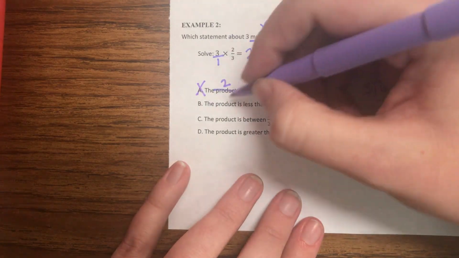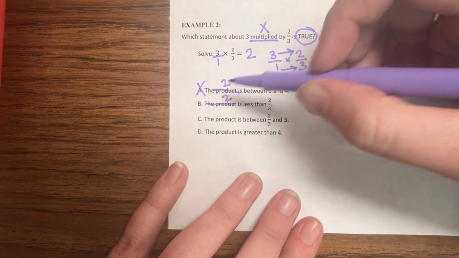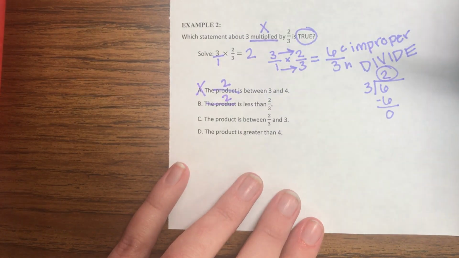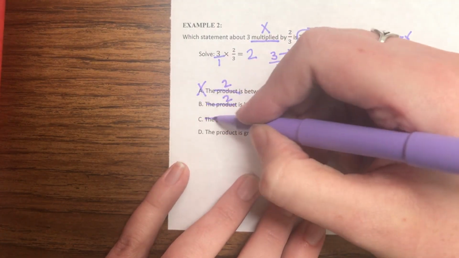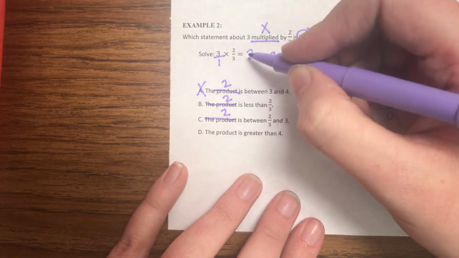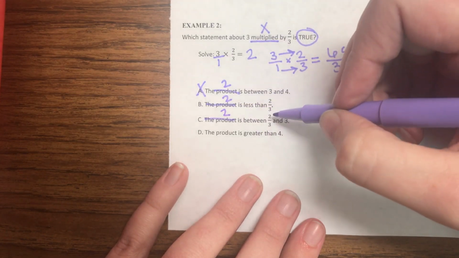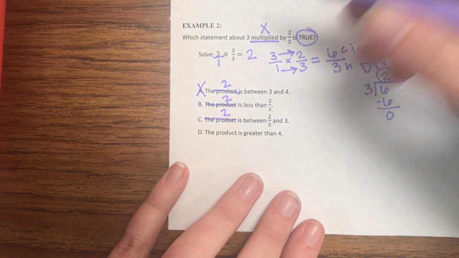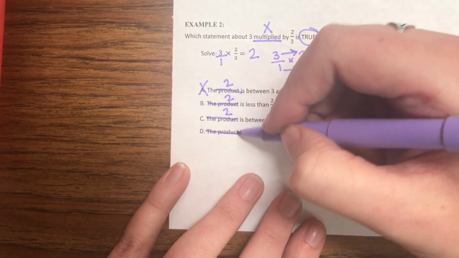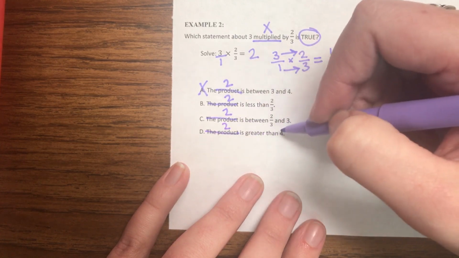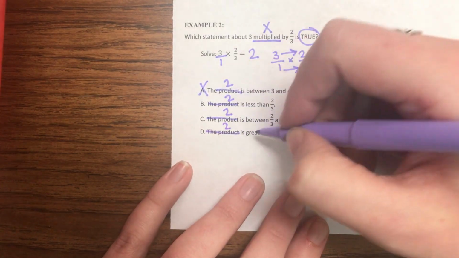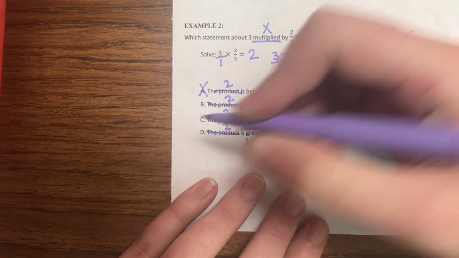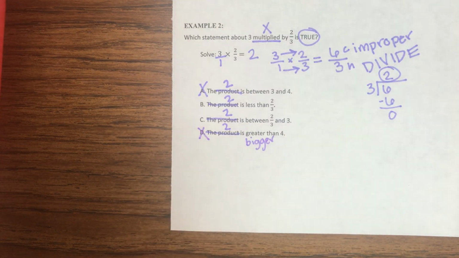Okay, so the product, which I know is my answer, so 2 is less than 2/3. Okay, so I'm going to come back to that one in a minute. I'm not really sure. So this one, because it says the product, that's just my answer. 2 is between 2/3 and 3. Okay, so I might have to think about that one. Let's look at D. The product, which is 2, 2 is greater than 4. So is 2 greater? Greater means bigger. So is 2 bigger than 4? No, it's smaller. So I know it can't be D either.